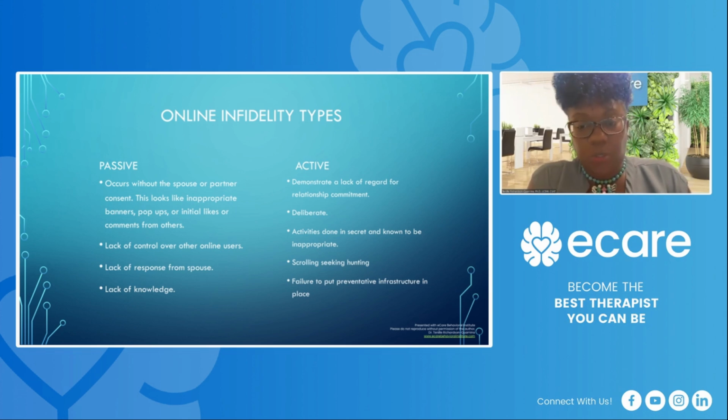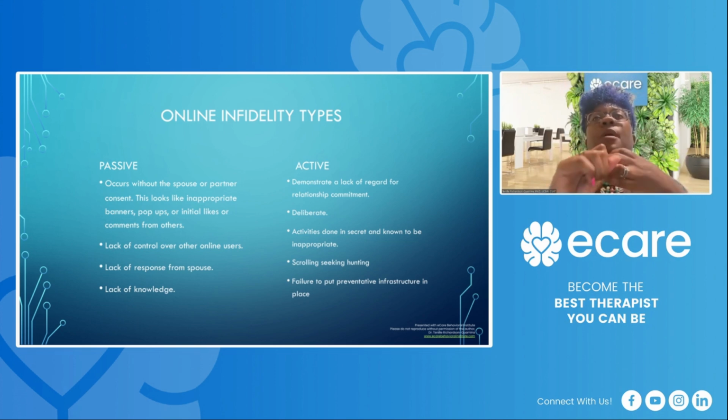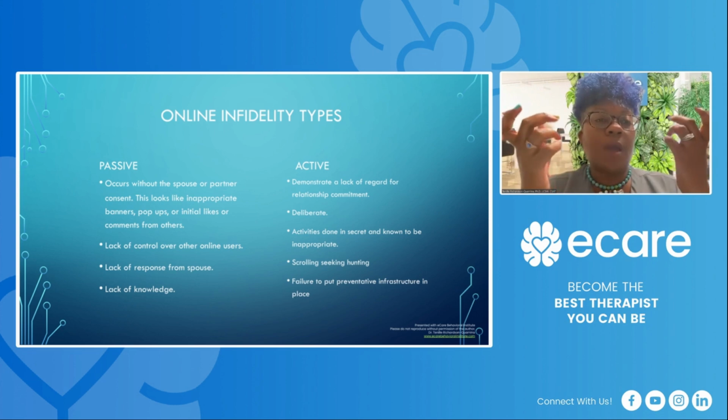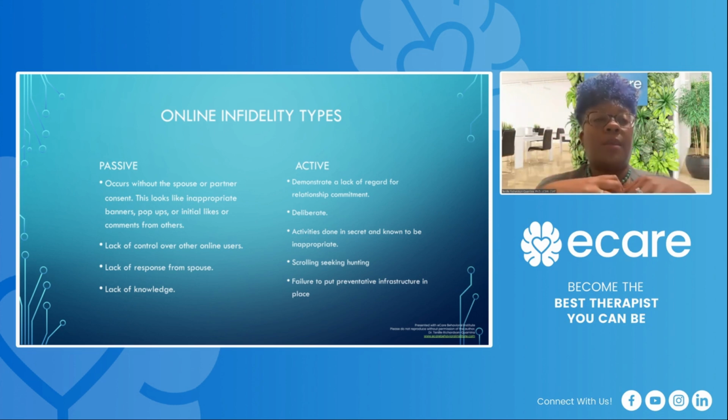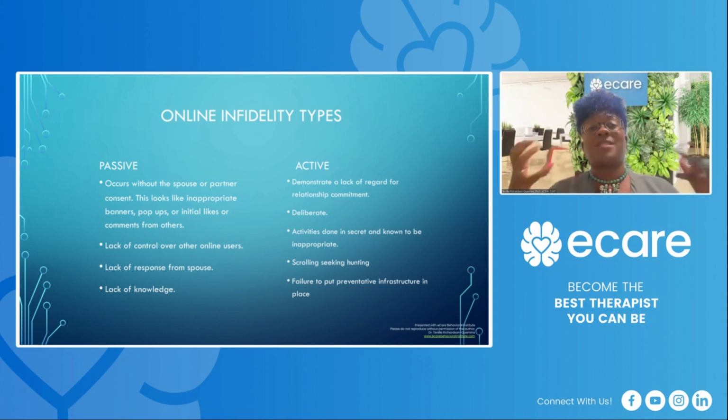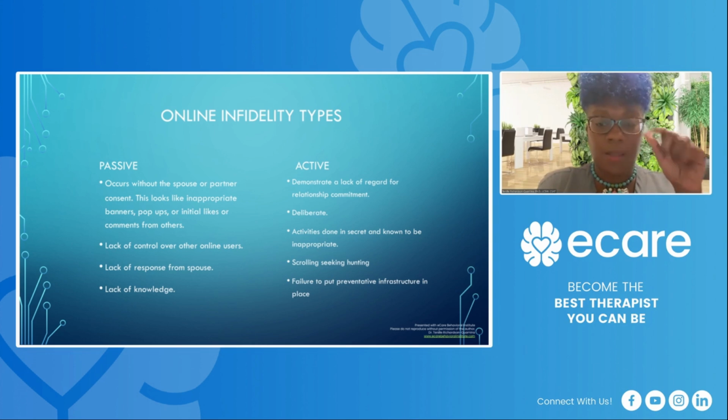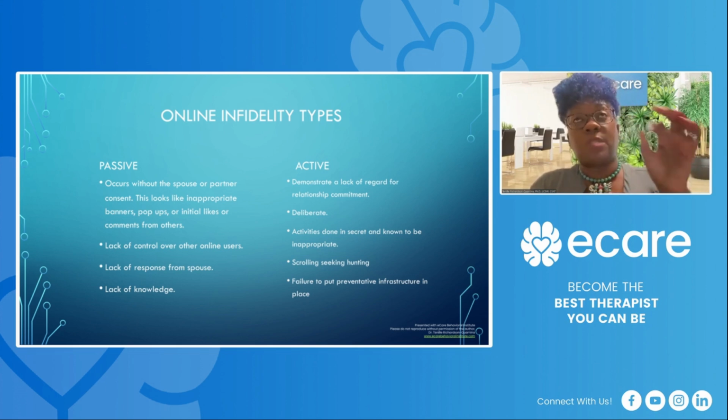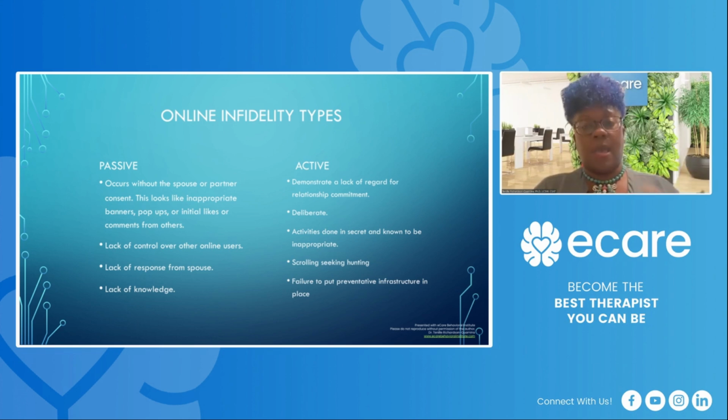Also, failure to be preventative or putting things in place. So if you're seeing that you're getting pop-ups for porn, for dating apps, and you're not doing anything to actively block them, putting in that system, that infrastructure to stop them from happening, and you know that this is something, back to that knowledge, you now know that this is something that your partner does not like. Once you haven't tried to stop this from happening, you're now allowing it with the knowledge to continue to happen, and that makes it an active type of online infidelity.